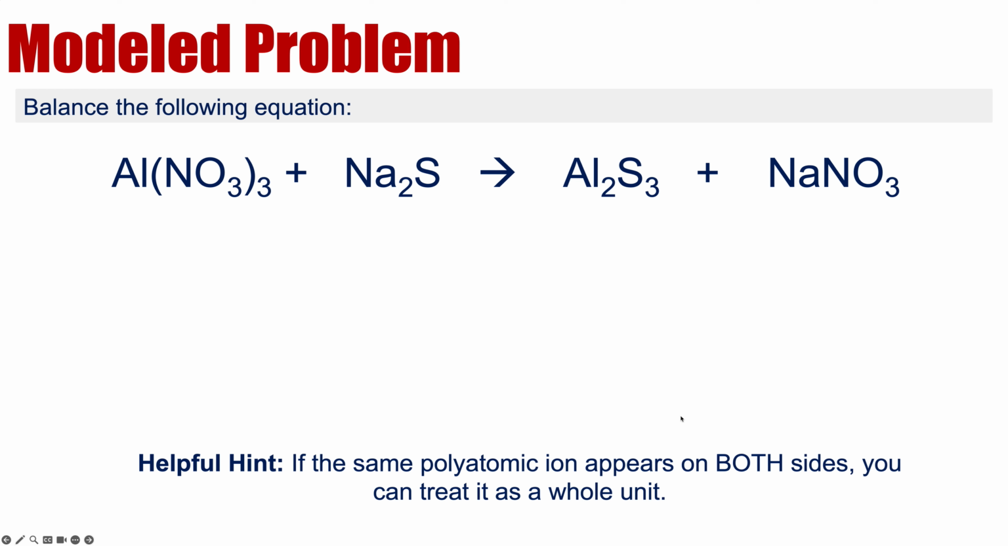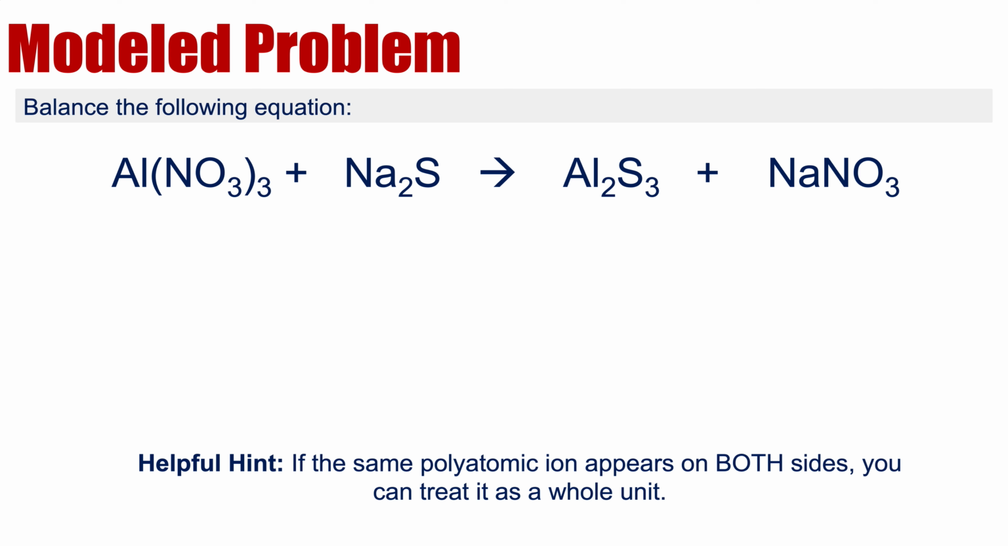Now what I want to model for you is how to balance chemical equations when you have the same exact polyatomic ion on both sides. This method helps simplify balancing these types of reactions where you have the same polyatomic ion on both the reactant and the product side.